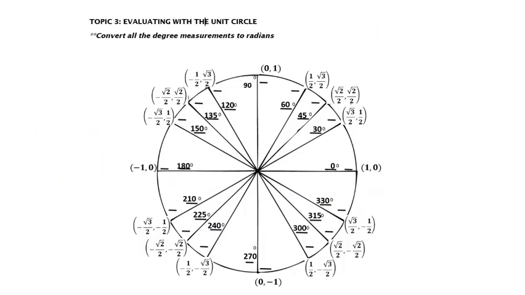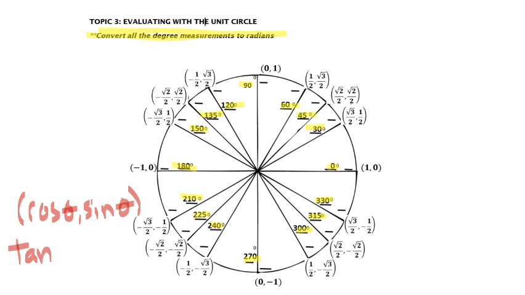All right, now what we want to do is take our unit circle and convert all of the degree measurements to radians, right? Because once we do this, we don't have to do this really ever again. We can just use this as a reference. So anytime they give us a measurement, we can look off our unit circle, which tells us our cosine, our sine, and then tangent of theta is y over x.